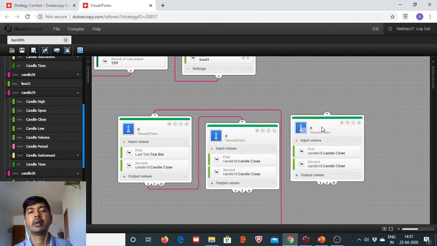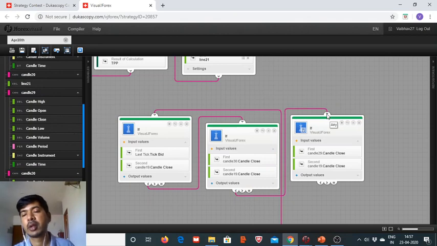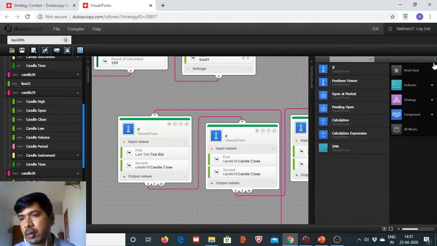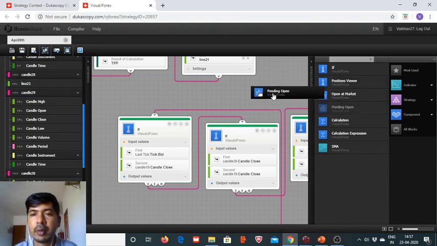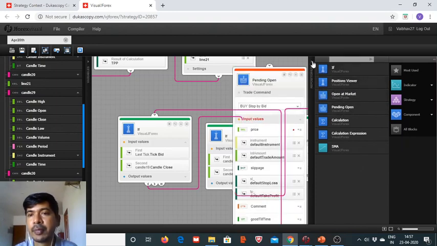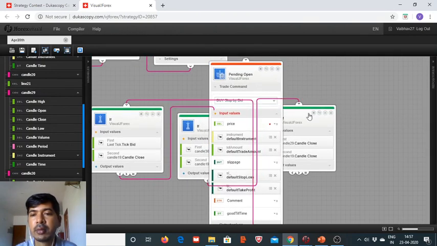And here it should have been less, and then the candle 29 closing level should also be less than the candle 19 close, and then we go to the pending order, and here comes the pending open.